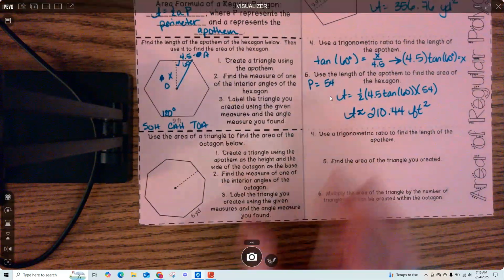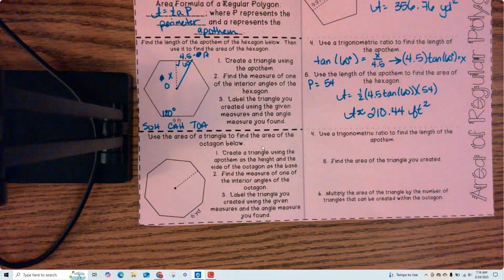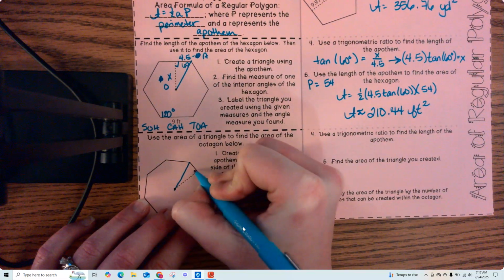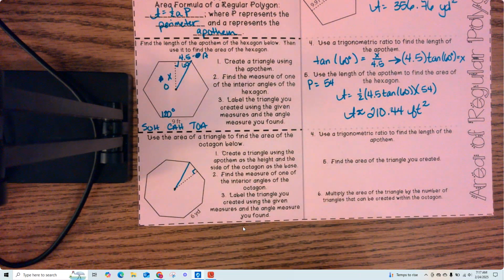All right, finally, use the area of a triangle below to find the area of the octagon below. So we've got the apothem again. We're going to create a triangle using the apothem as the height and the side of the octagon as the base. Sorry, I'm looking at this and trying to decide what I want to do. Okay, if we make another one of these triangles, make a right triangle in there.